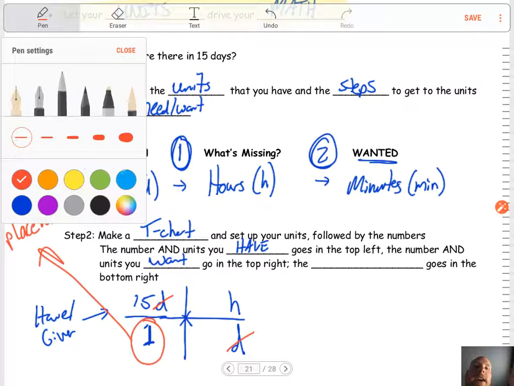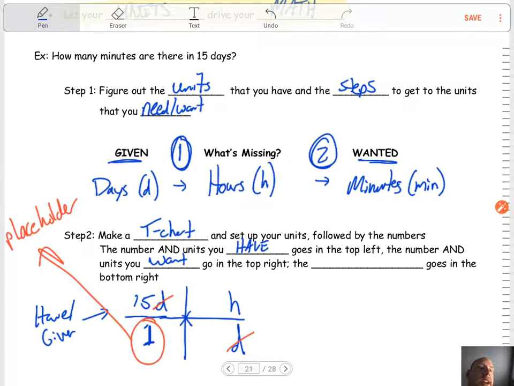Now we just have to figure out the conversion factor, i.e. the numbers that go in the bottom right. So one day, we should know, has 24 hours. Again, this is what we need. And then this bottom part is our conversion factor that we're trying to cancel out. So that's the basics of our T-charts that we're going to use.